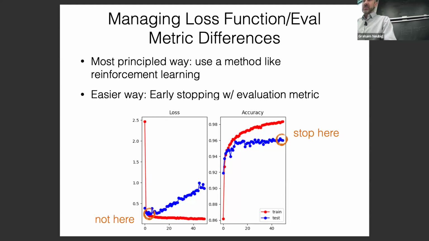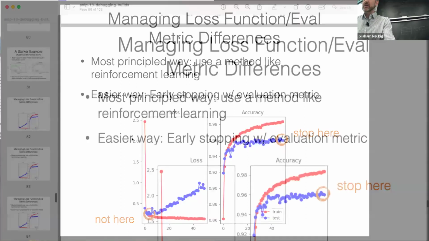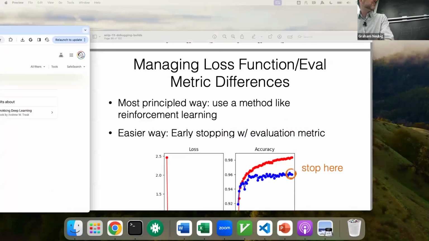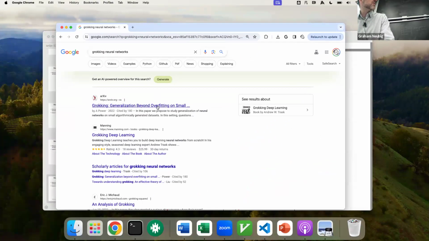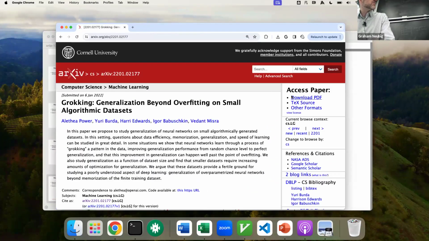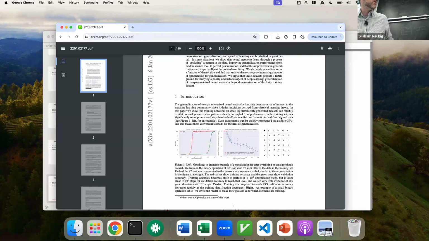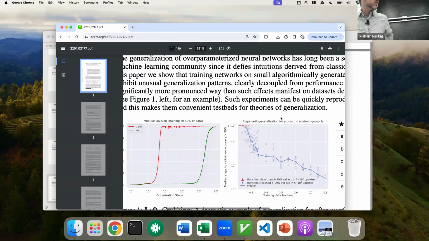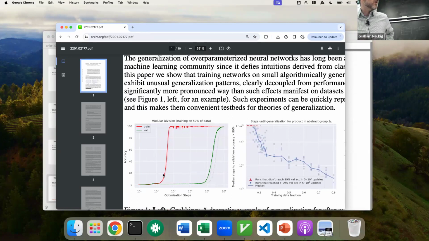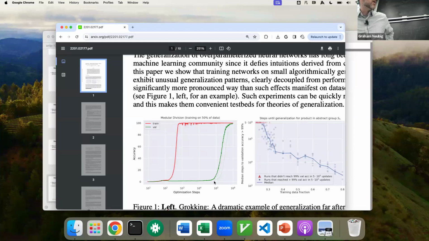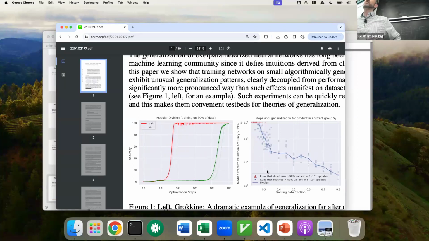There's also another thing that I forgot to put on the slides, but it's an interesting phenomenon that a lot of people in interpretability are interested in. It's grokking: generalization beyond overfitting on small algorithmic data sets. Basically what they show is you can be training for a very, very long time, reducing the loss, reducing the loss, reducing the loss, and it's only after a very long time that your model starts generalizing well and getting good accuracy.